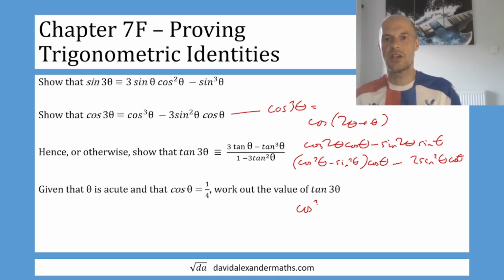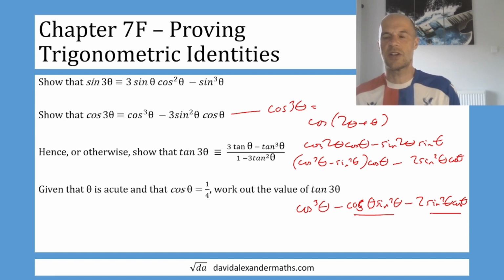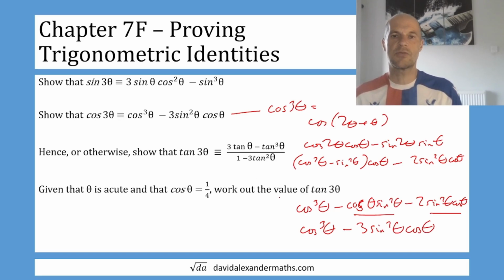So that's going to be cos cubed theta minus cos, oops, that's an S, cos theta sine squared theta minus 2 sine squared theta cos theta. I should have kept it as sine squared cos theta there. These two are like terms. Doesn't matter that the cos and the sine are the wrong way around. So that's going to be cos cubed theta minus 1 minus 2 minus 3 sine squared theta cos theta, which is what is required there.